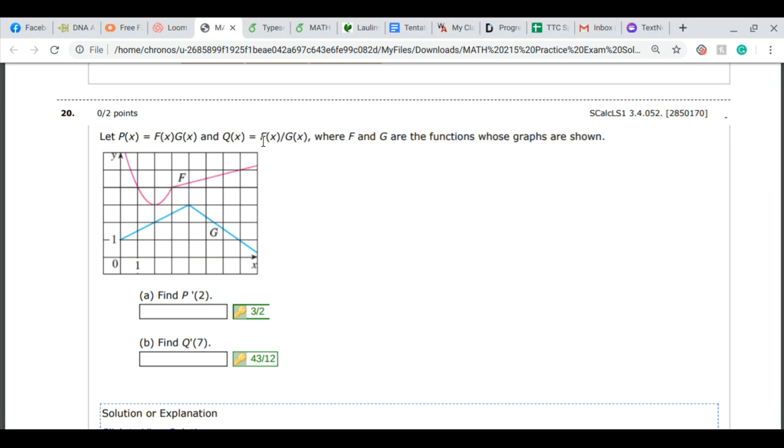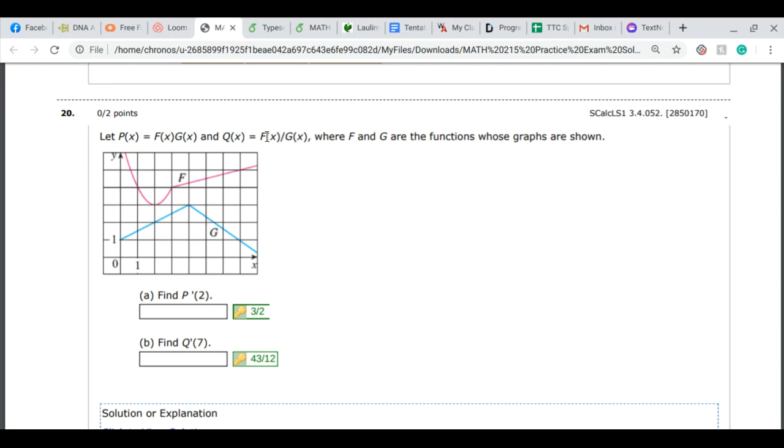Q prime of 7 is going to be f prime of 2 times g of 2 minus f of 2 times g prime of 2, all over g of 2 squared. Well, let's see, what is g of 2? g of 2 is 2, so squared is 4. So this denominator, whatever it's going to be, is going to be 4.